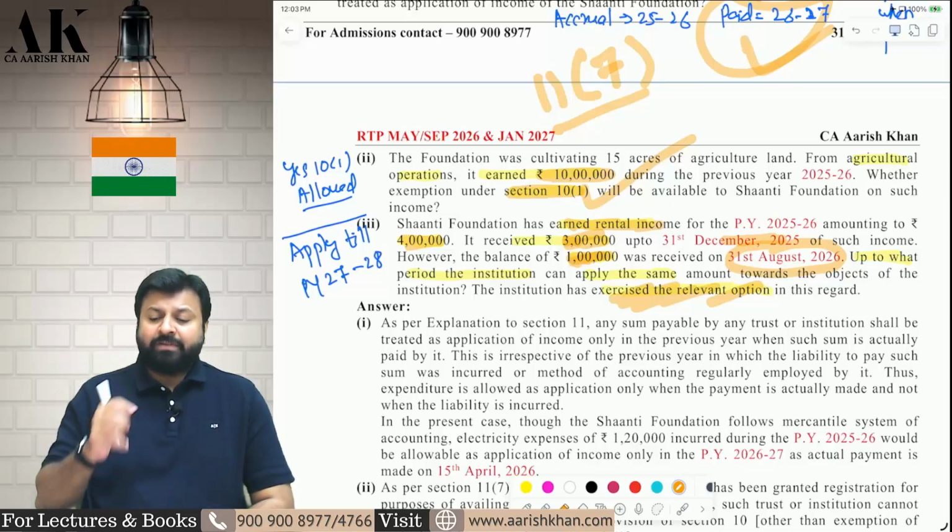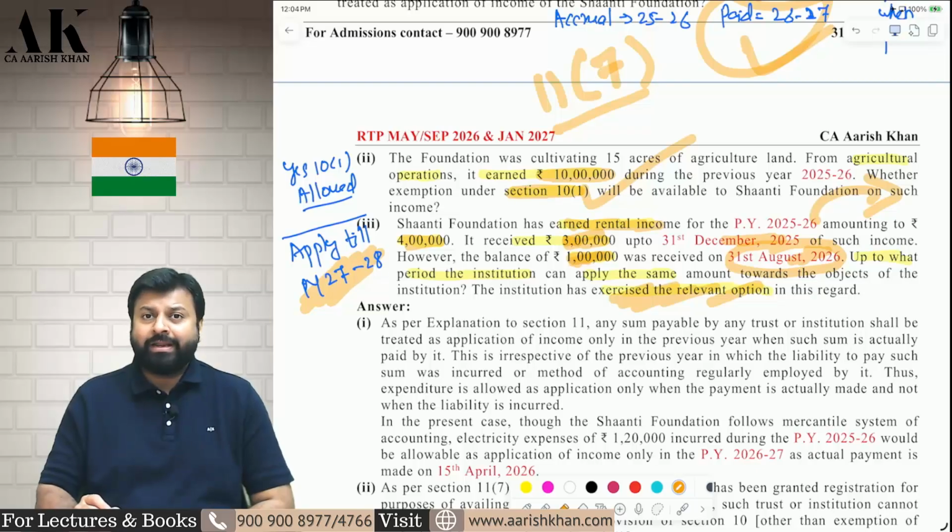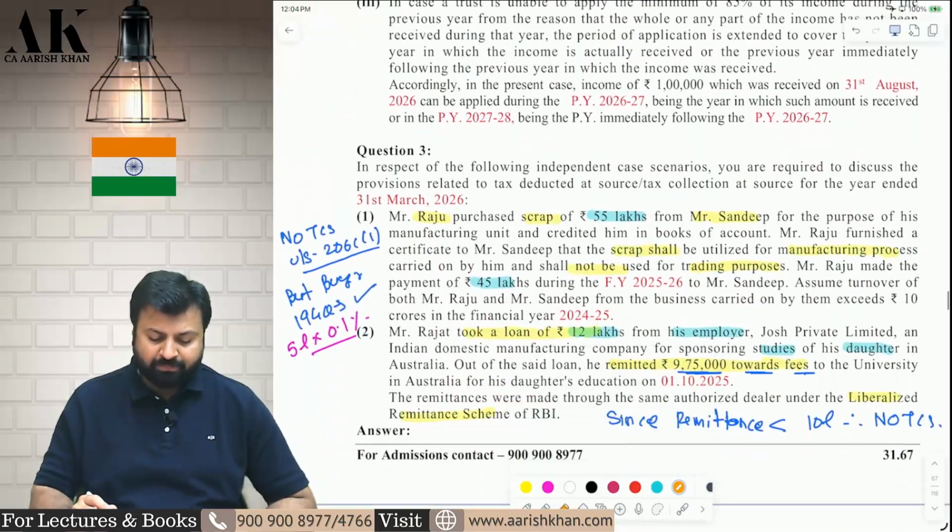You should apply in the year of receipt or the year following the receipt. The year following the receipt is 2027-28. So you should apply till 31st March 2028. If you don't apply till 31st March 2028, it will be deemed income of 31st March 2028. I hope it is clear to all of you.